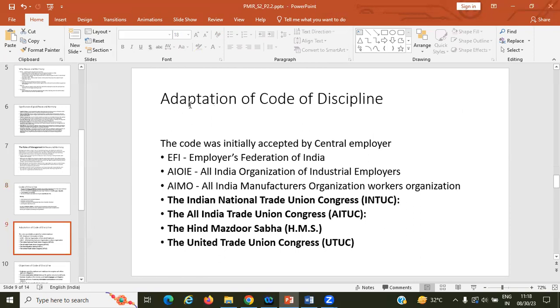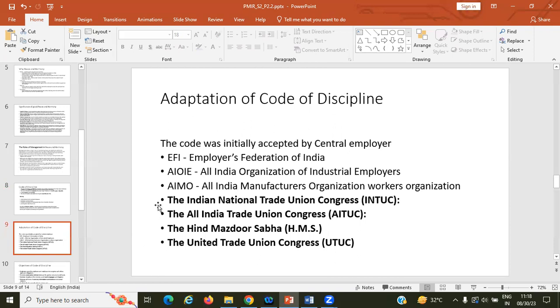Who has adopted? Adoption of the code of discipline. The code was initially accepted by central employers. These first three are the central employers. EFI, Employers Federation of India. AIOEA, All India Organization of Industrial Employers. All India Manufacturers Organization. These are the central employers who have adopted the discipline.